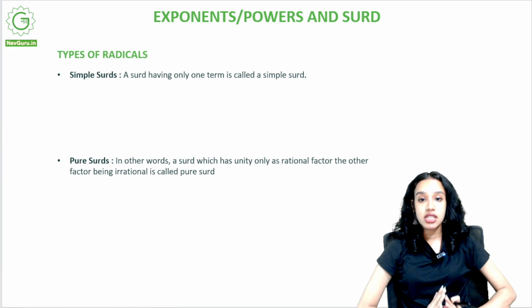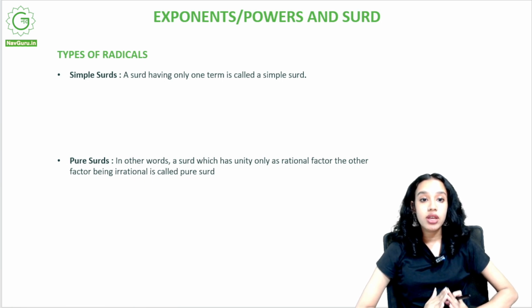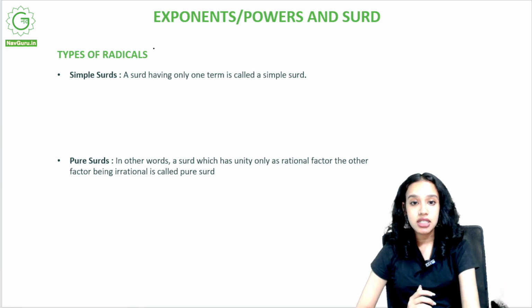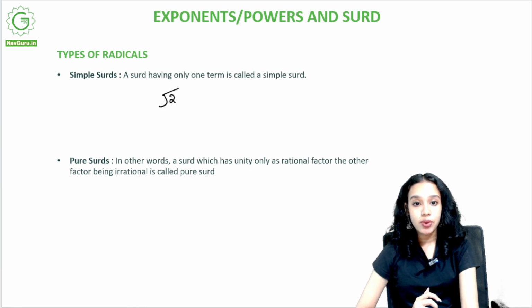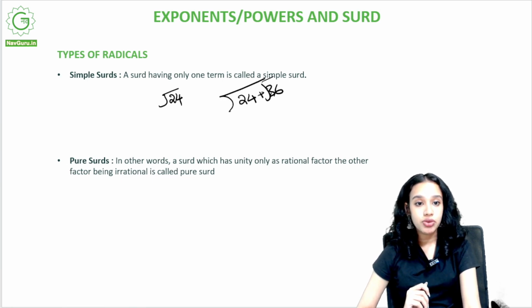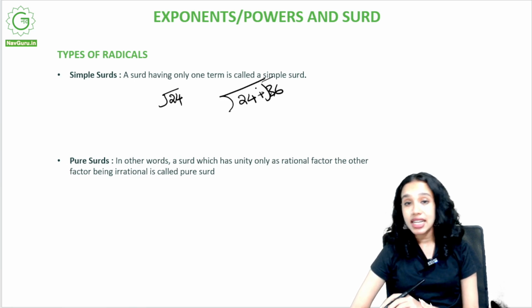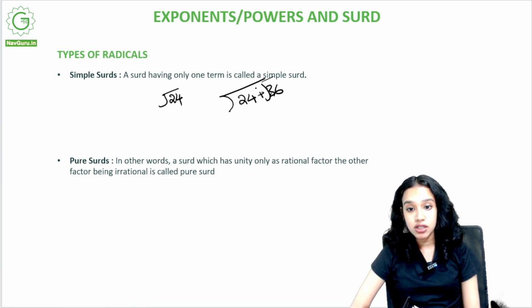Now, we have different types of radicals or surds. The first thing is a simple surd. A surd having only one term is called a simple surd. That is, if we have a surd of 24, it's a simple surd. But what if we have root of 24 plus 36, or root of 24 plus root of 36? It is not a simple surd, it's a complex surd, right?